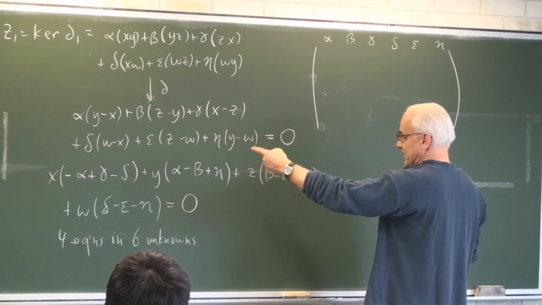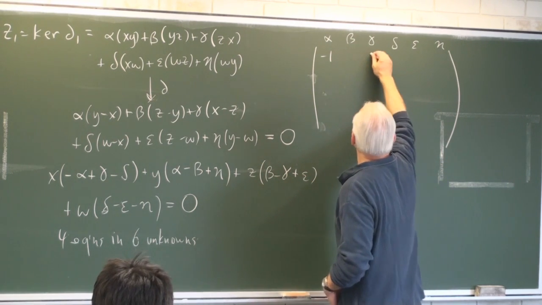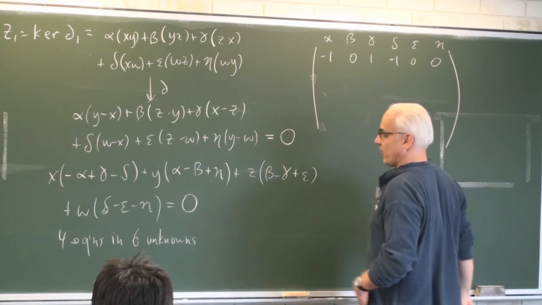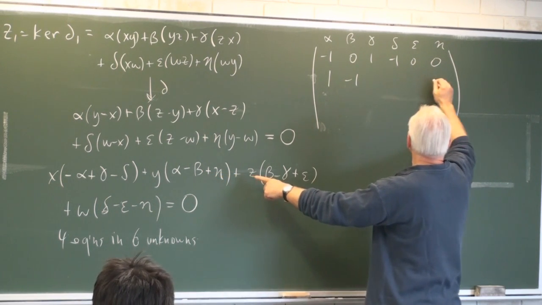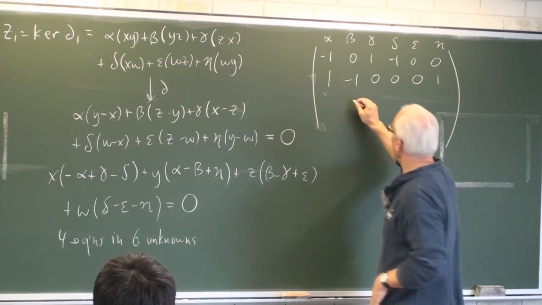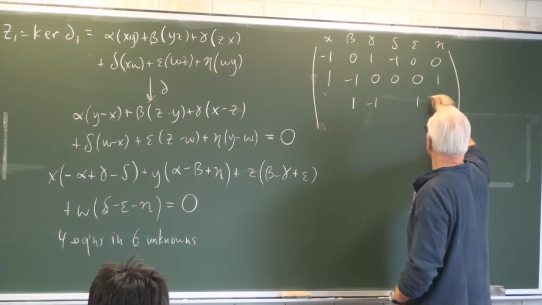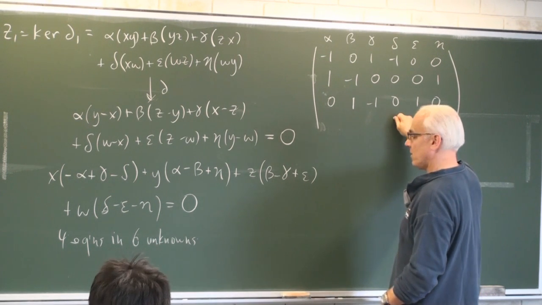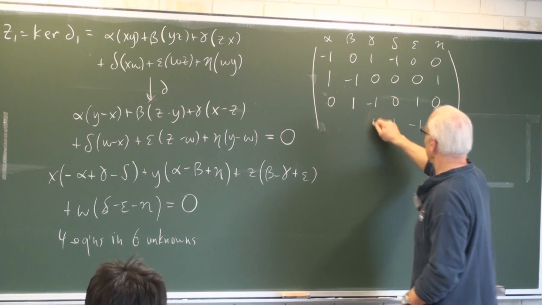So we require that minus alpha plus gamma minus delta is 0. The second equation is alpha minus beta plus eta is 0. The next one, beta minus gamma plus epsilon equals 0. And finally, delta minus epsilon minus eta equals 0.